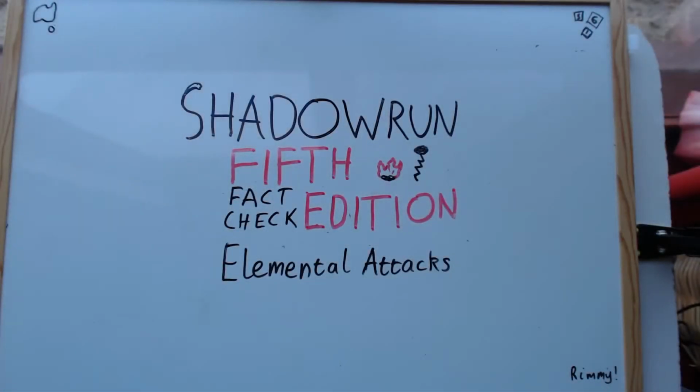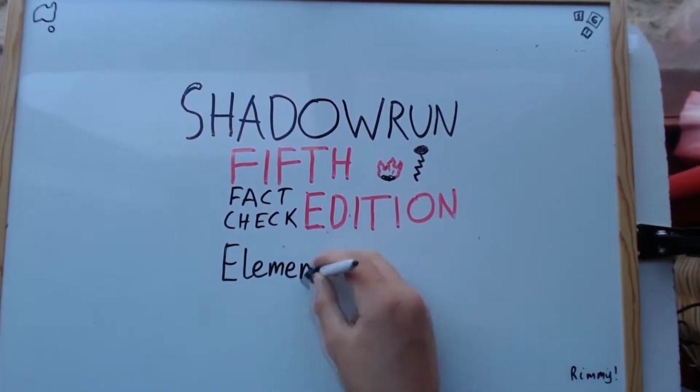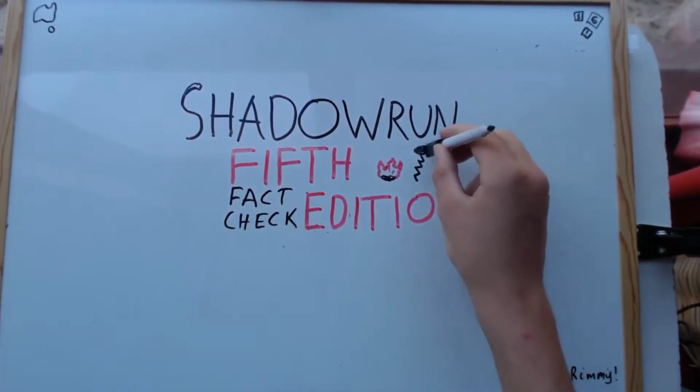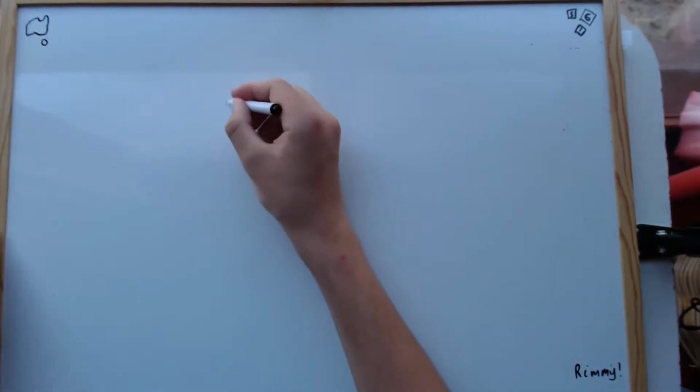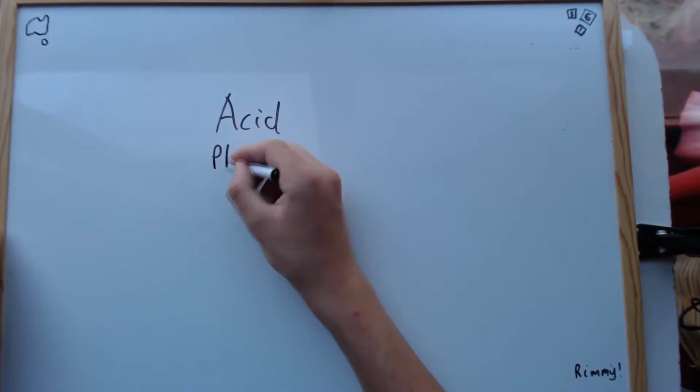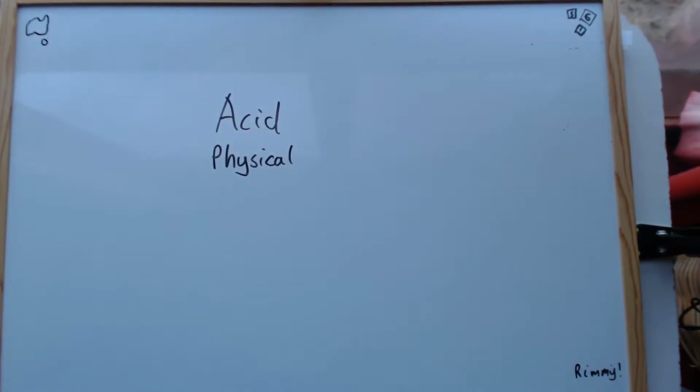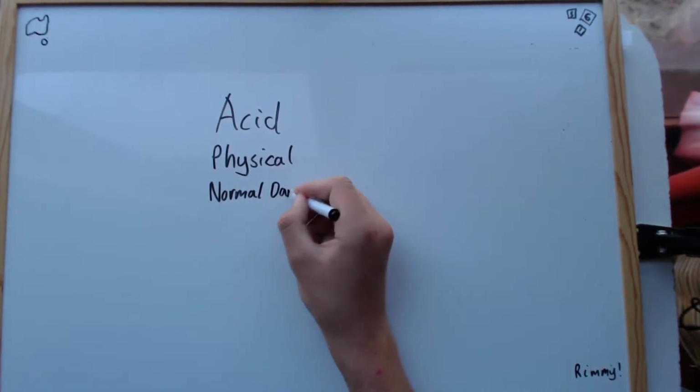In Shadowrun 5th edition, attacks are not limited to physical or magical damage, but can include various elemental effects such as fire, cold, electricity, and acid. Acid damage is physical damage, and in addition to the normal damage the attack deals, it also reduces the rating of any armor it hits by 1.